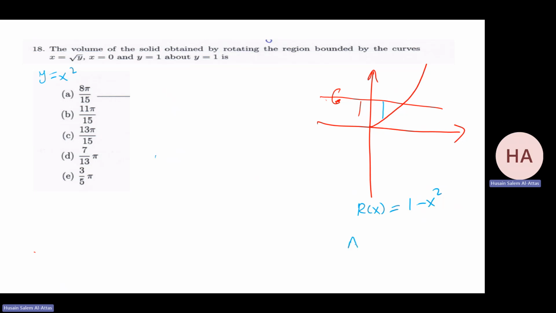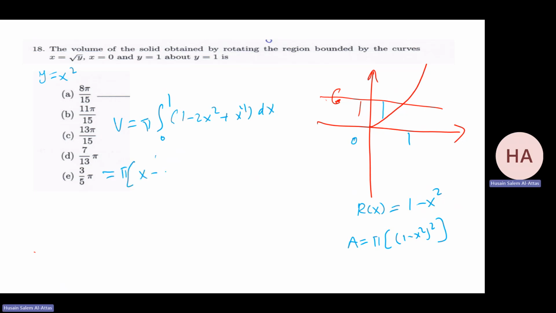So the area will be pi times 1 minus x squared, squared. Okay, from where to where? From 0 to 1 this time. So the volume will be pi from 0 to 1 of 1 minus x squared, squared, which is 1 minus 2x squared plus x to the power 4 dx. Do the calculation: x minus 2x cubed over 3 plus x to the fifth over 5, from 0 to 1.